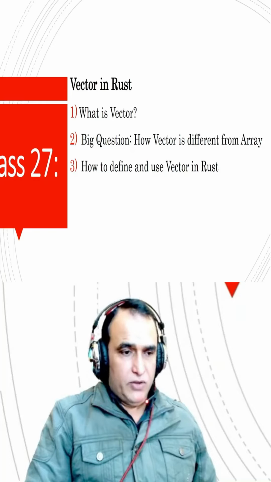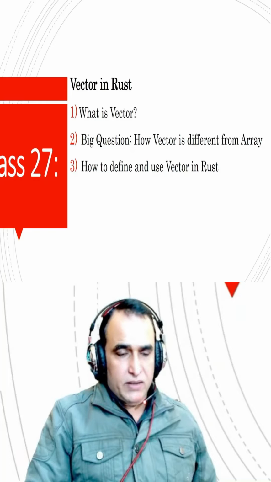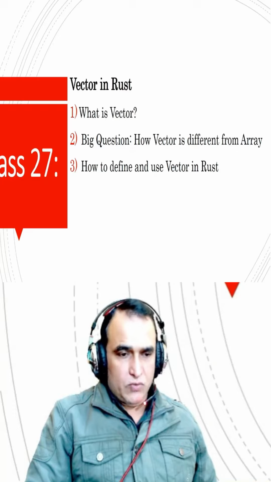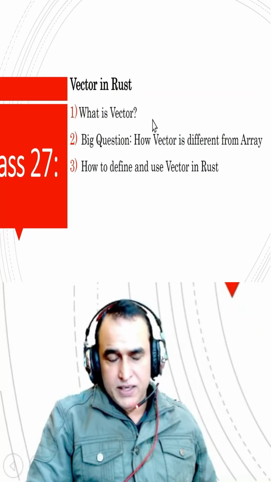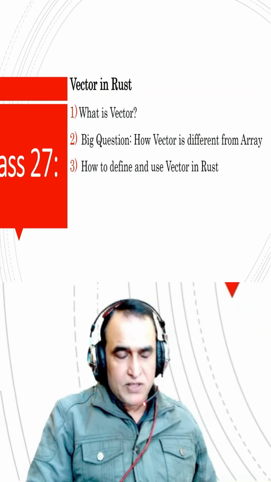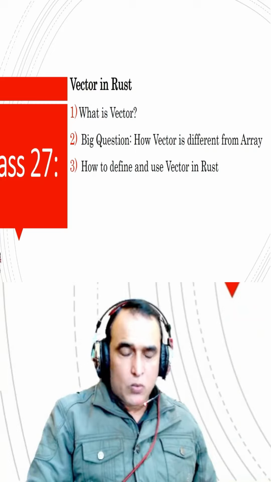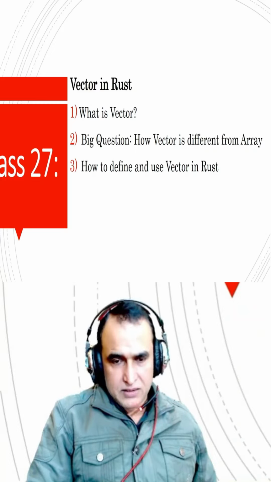Now in this video we are going to understand vector in Rust. So first question is, what is vector? It is simple: a vector is a data structure like an array in which we have multiple values. Now what is the difference between vector and an array?